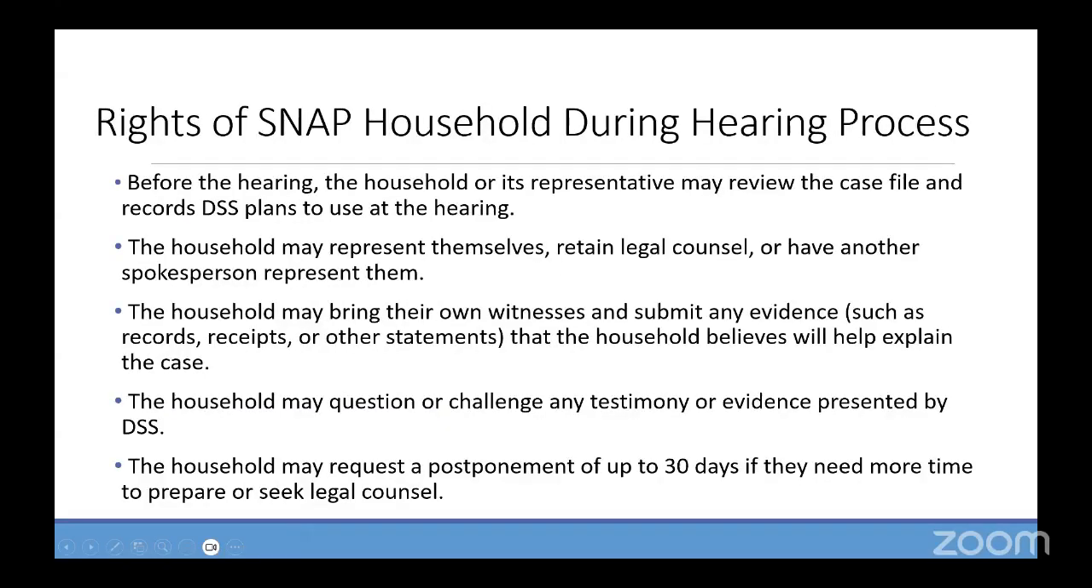Households do have rights during the hearing process for intentional program violations. Before the hearing, the household or its representative has a right to review the case file and records that DSS plans to use at the hearing. The household can choose to represent themselves, get legal counsel, or have another person represent them.